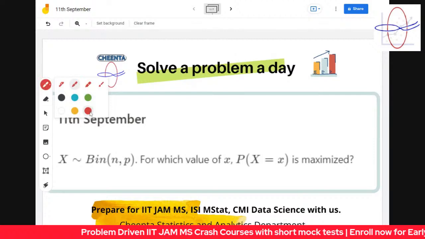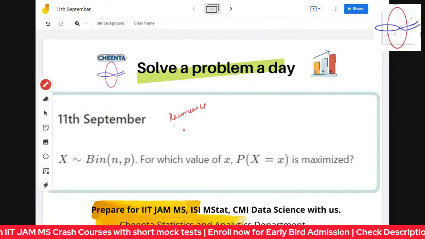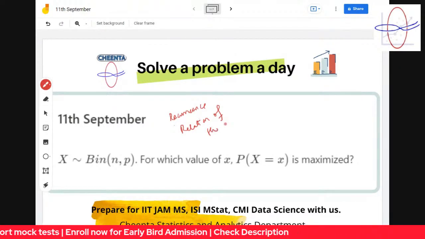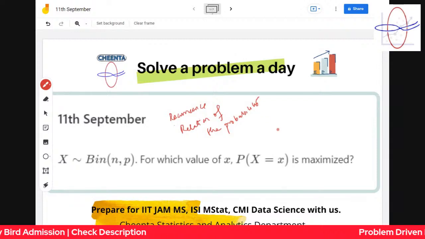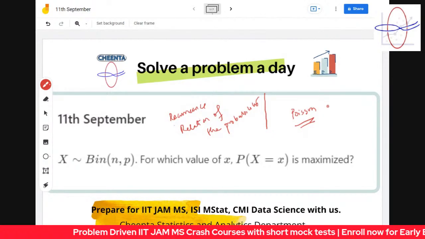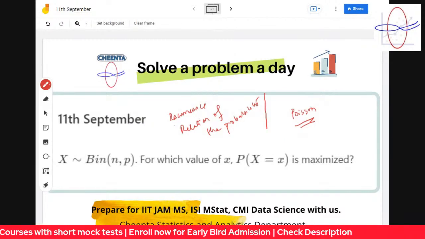It's called a recurrence relation. So we find the recurrence relation of the probabilities. You can also try it out as homework on the same idea for the Poisson random variable. You can see a similar type of behavior, because binomial converges to Poisson in some sense. So try it out for Poisson, guys, and all the best.